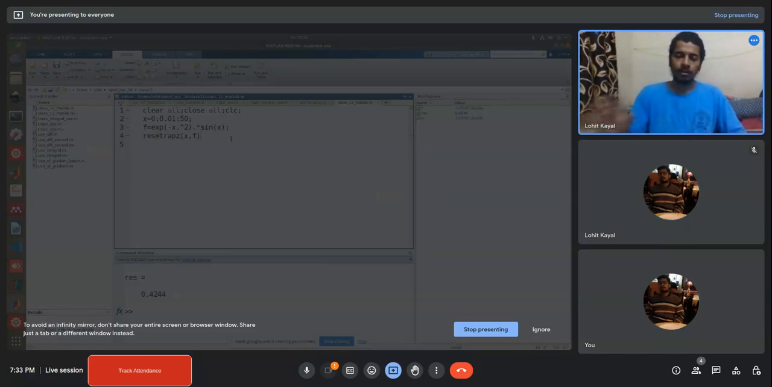Okay, so using trapz, integral, and int, we can get the same kind of answer. But integral and trapz will be more useful compared to int, because many functions will not have any analytical expression. Okay, let me show you one.